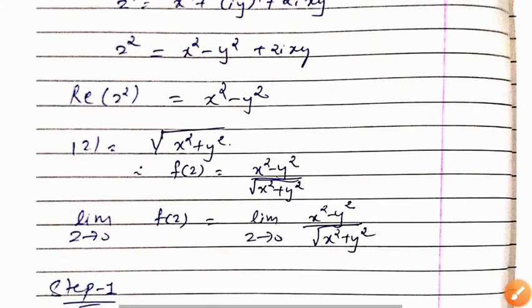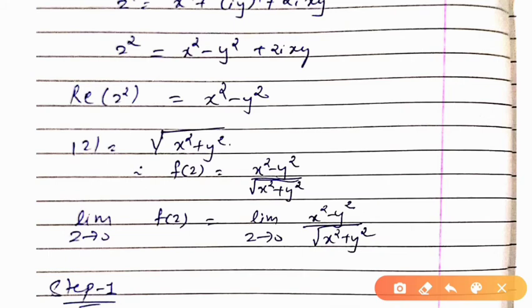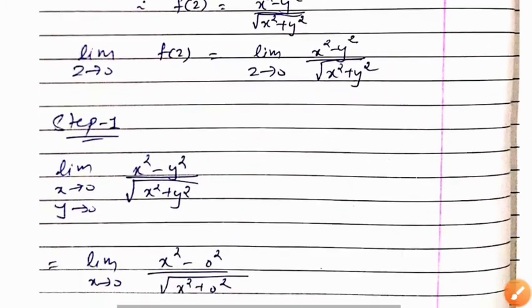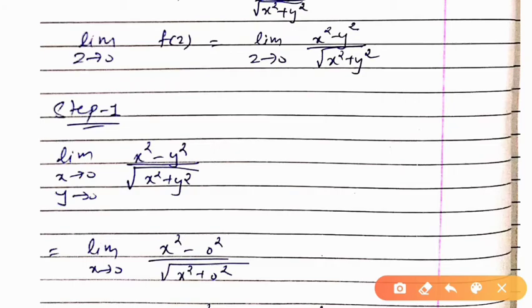Now what you have to take in the function? You have to only take the real part. Real part means the part where there is no i. So x square minus y square, there is no i, so this is your real part. And we know that mod z equal to under root of x square plus y square. So we'll put this in f of z. So this is now our function. And now what you have to do is take the limit z tends to 0.